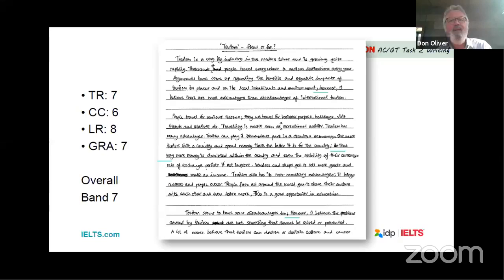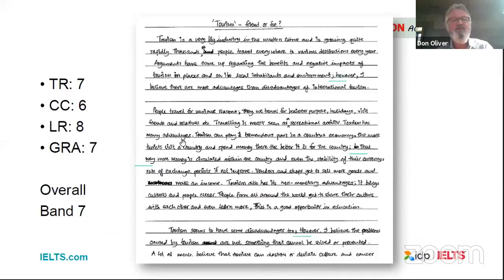And you'll see here that this person has scored an interesting collection of scores, an interesting variety of scores. For the task response, they get a 7. That means they have addressed all parts of the task. They've talked about the effect on the local inhabitants, and the effect on the environment. They've got a very good score for their lexical resource. They've shown that they can use English words flexibly and without much error at all.